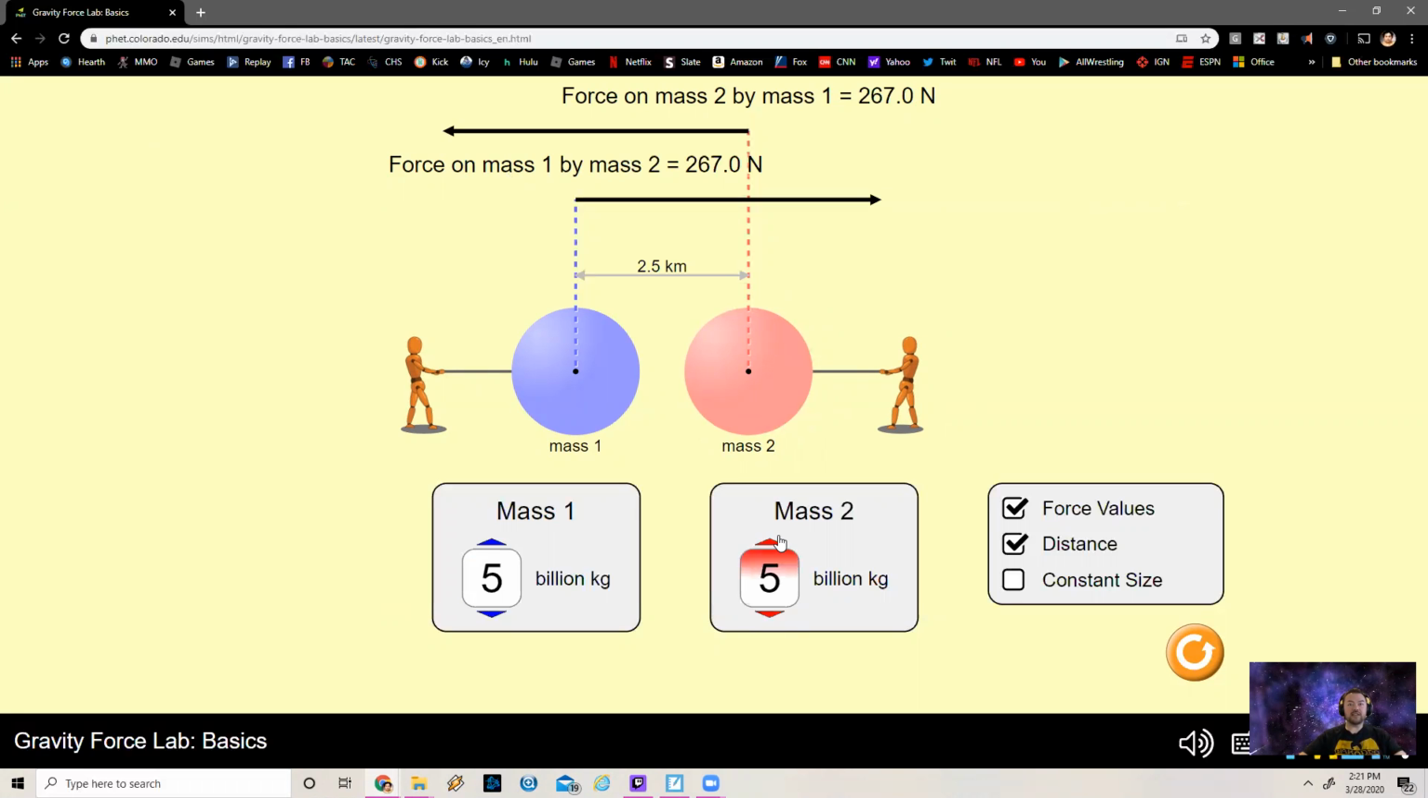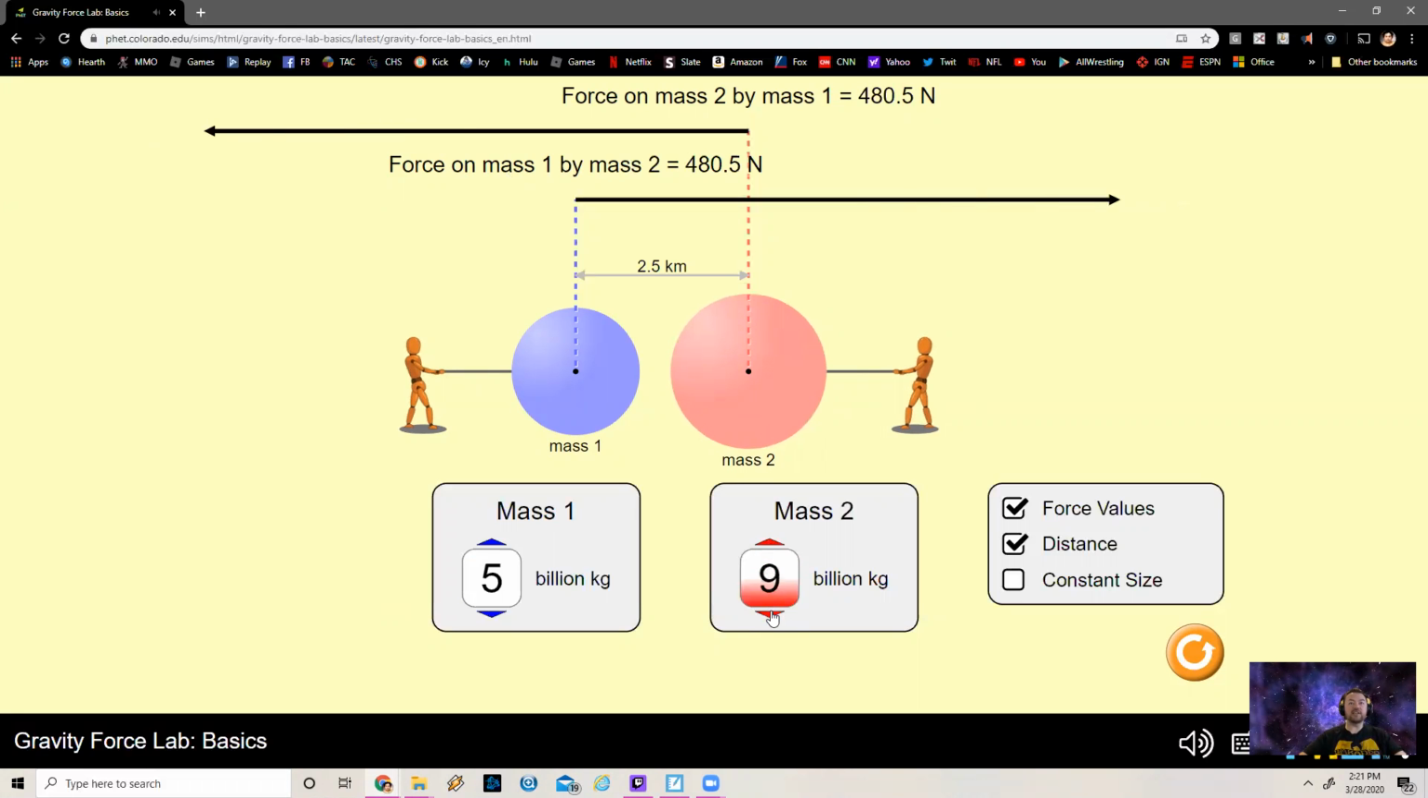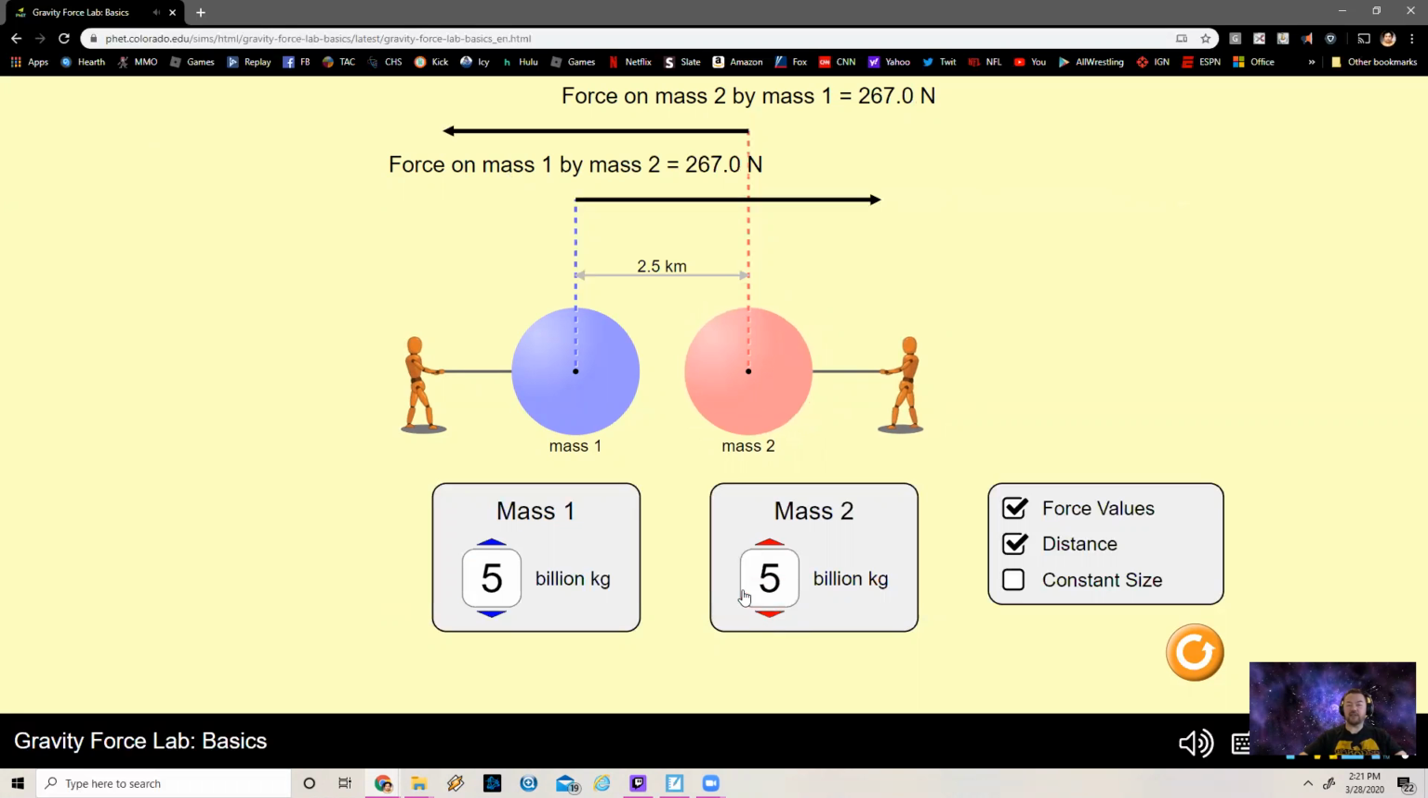Okay, well, let's kick this back up. Let's leave it at 5 billion kilograms per object. What do you think is going to happen to the force between these two objects when I move them at a farther distance? Let's start off with 5 kilometers. Currently, I have a force of 267 newtons, which once again, is not a lot of force between two massive objects. Of course, these things are really far apart to begin with, 2.5 kilometers. Let's see what happens.